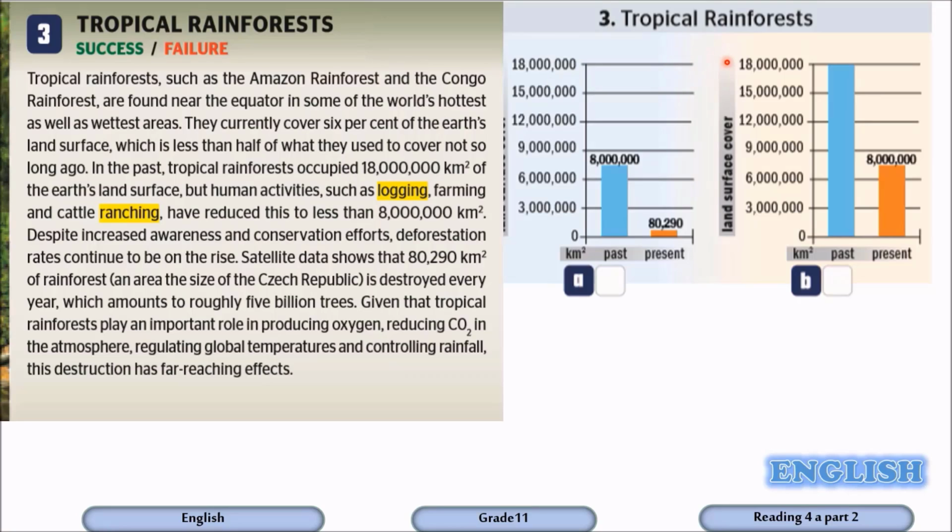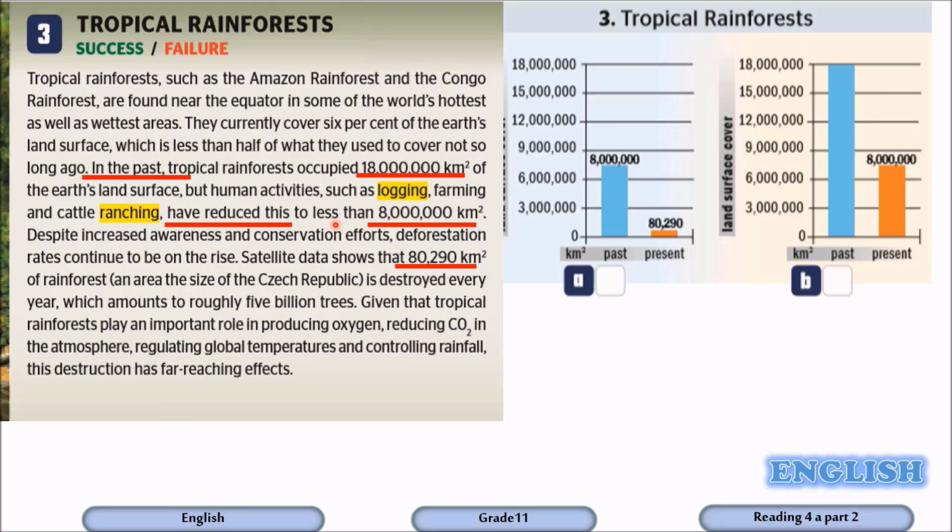Alright, now how about the tropical rainforest bar graphs? As you can see here in the horizontal axis, it compares between the past and the present. Okay. So look at these figures here. Now let's have a look. We have the same figures here. Now let's read carefully the evidence. In the past, tropical rainforest occupied 18 million square kilometers. So this is in the past. So which one shows that it occupied 18 million square kilometers? Very good, it's number B. Let's read more.